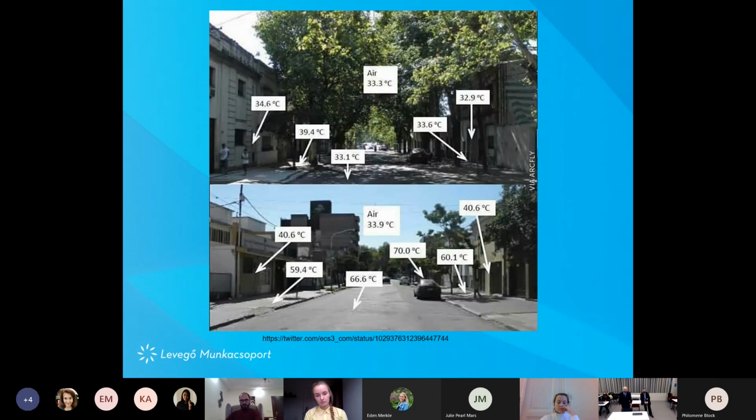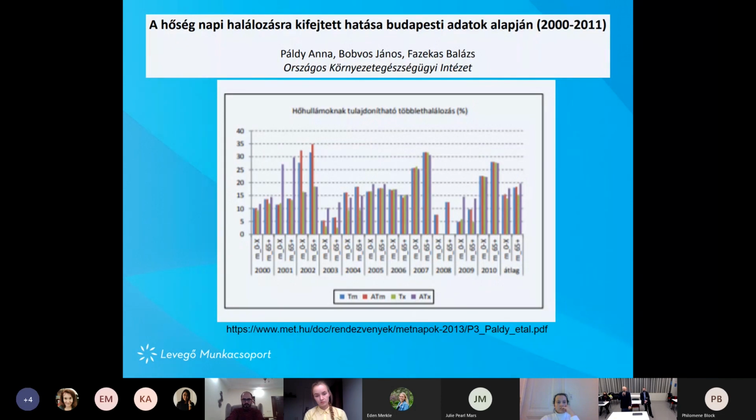So, for many people, this is a question of life and death. Just this figure from Budapest in the years 2000, when we had heat waves, the number of deaths increased by 15 to 30%. So trees are really saving lives. And there are also a lot of studies showing that if you live in a place where there are trees around, generally people are much healthier than those who live in places where there are no trees.